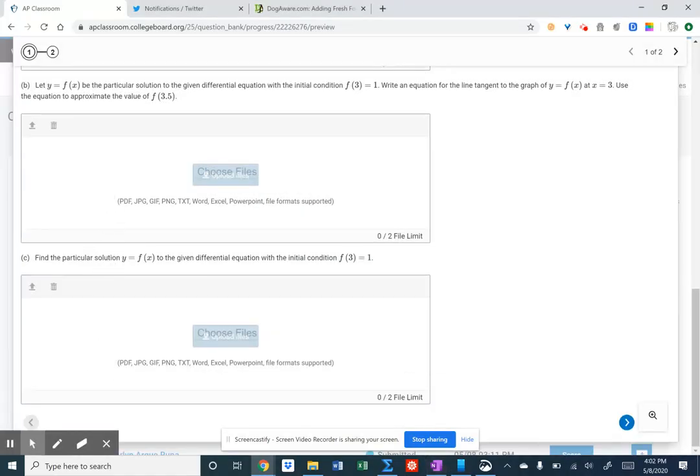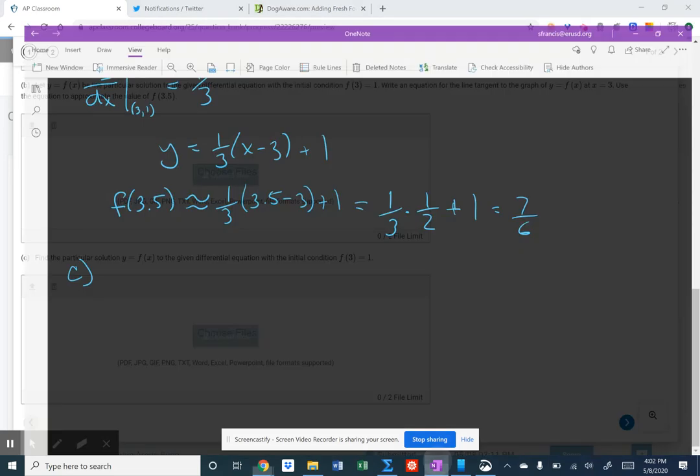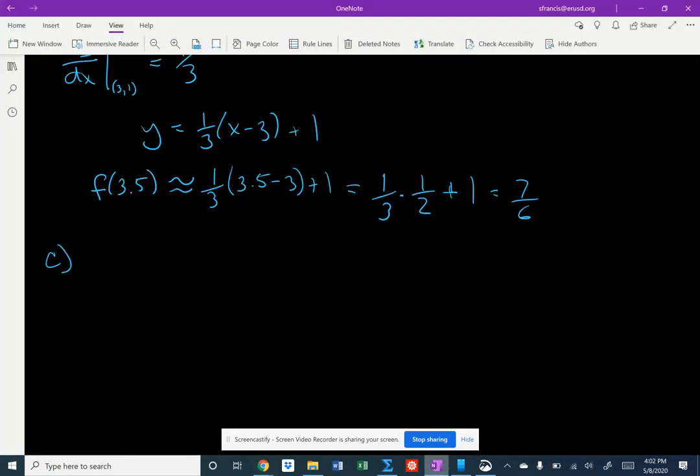Part C. Find the particular solution y equals f of x to the given differential equation with the same initial condition f of 3 is equal to 1. So we have dy over dx is equal to 2 minus y over x. And again, we have f of 3 is equal to 1.